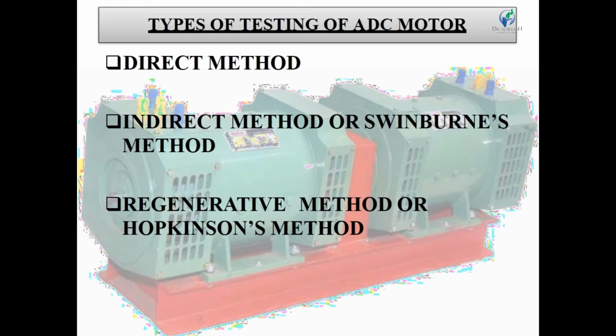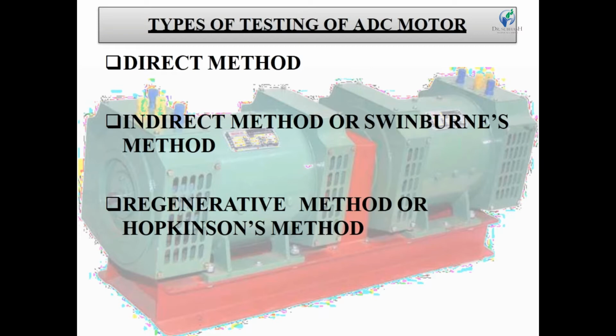In the indirect method of testing, as the name suggests, load is not connected directly on the machine, but it is run on no load, and the data obtained from the no load test is used to find the efficiency, losses, etc. at different loads. The Swinburne test is an example of an indirect test.